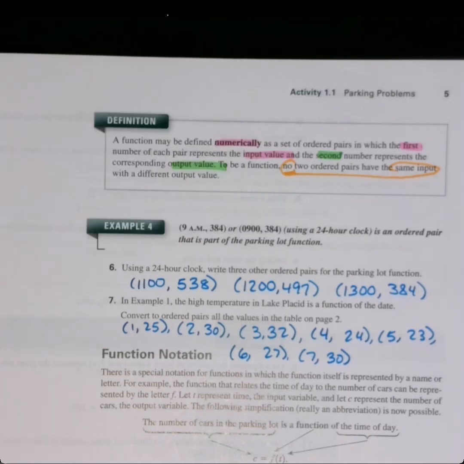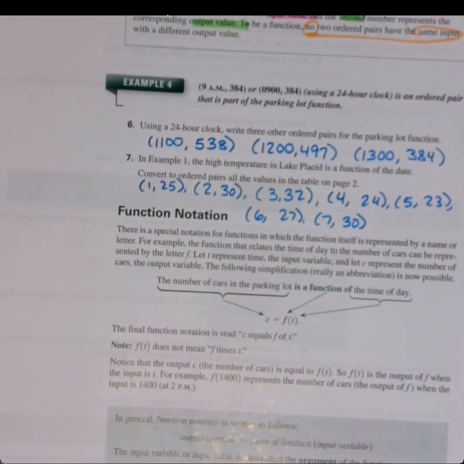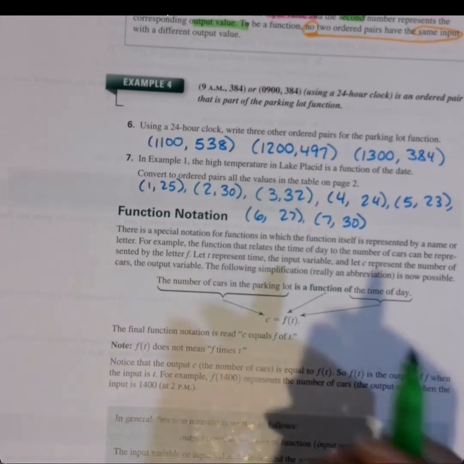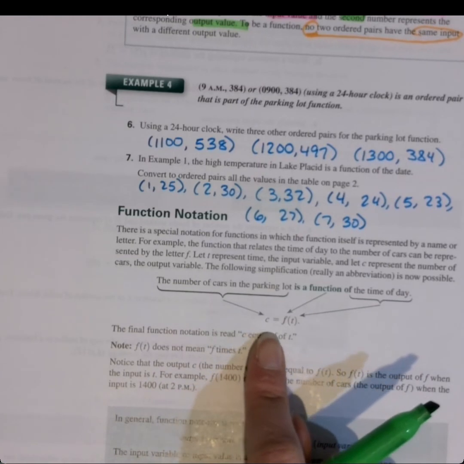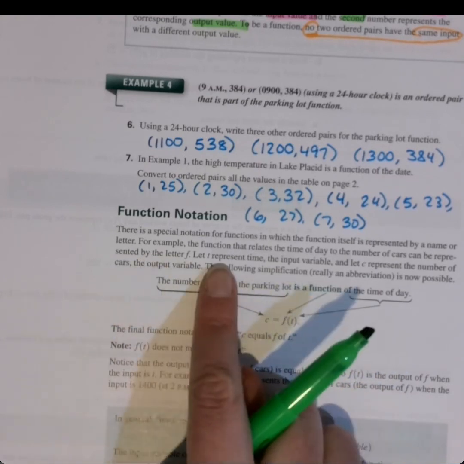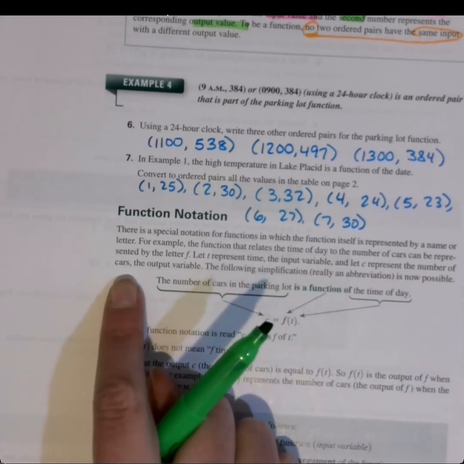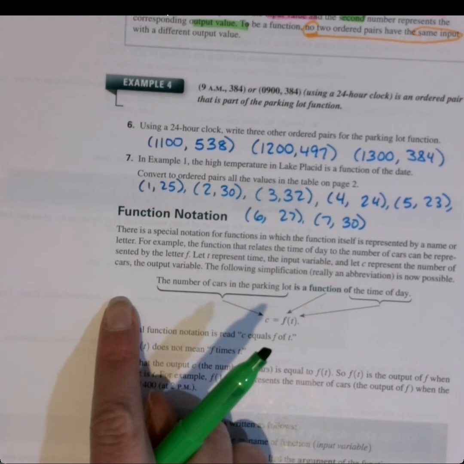So next we're going to talk about function notation. All right, function notation uses the letter F to name a function. It doesn't have to be, it could be G or H or any other letter. And if we have a situation where F is the name of the function, T is the name of the input, and C is the name of the output, in this situation it was our time in our cars, then the following simplification, really an abbreviation, is possible.